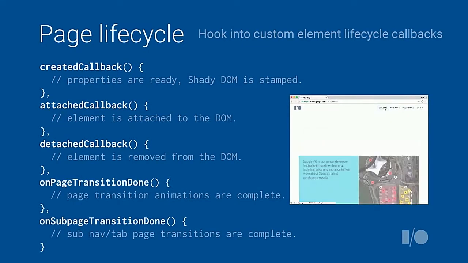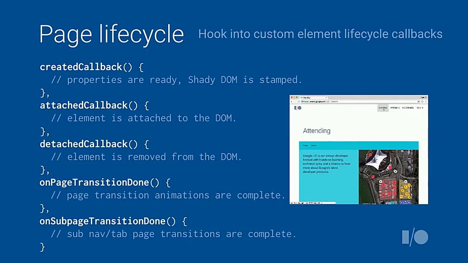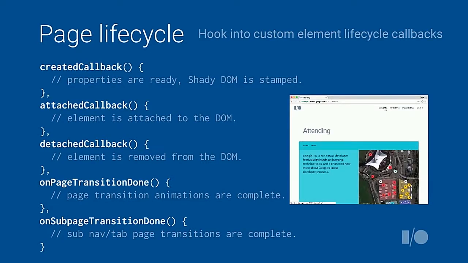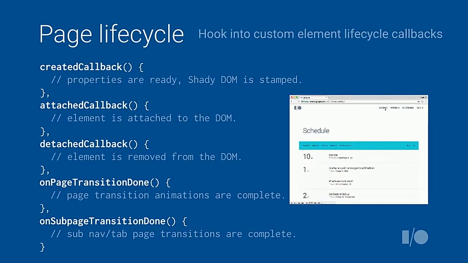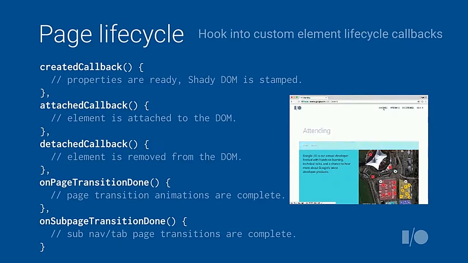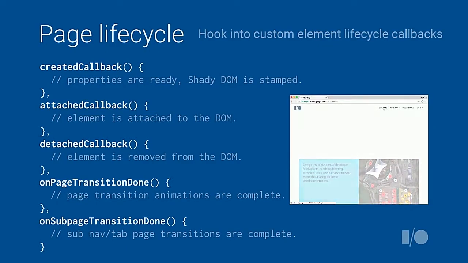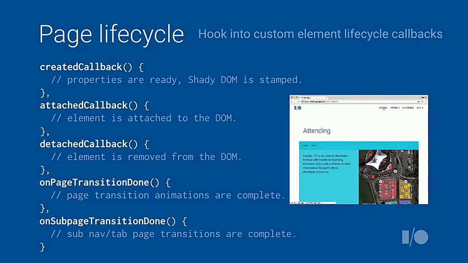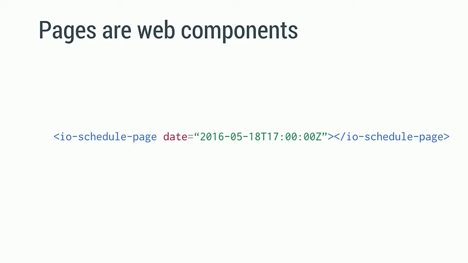We actually extended the native API as well. We defined a couple of our own callbacks for when the transitions were done and when sub-page transitions were done. You remember the example before, when you're transitioning between pages, we have that page transition done DOM event that gets fired. The page just listens for that event, and then it calls its own on-page transition callback. That's the way we're able to manage some of the jank in our animations, just by attaching ourselves to the native API.